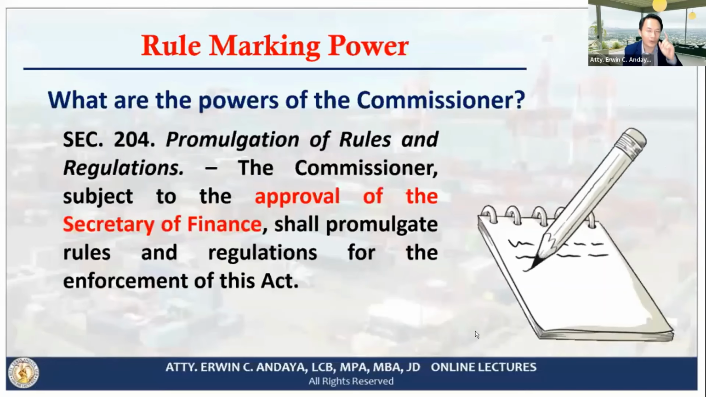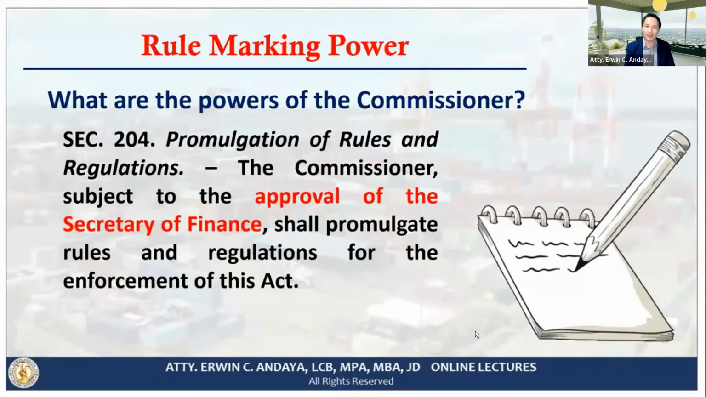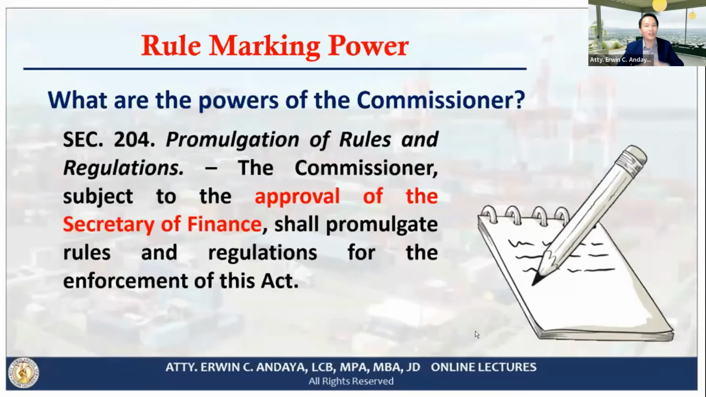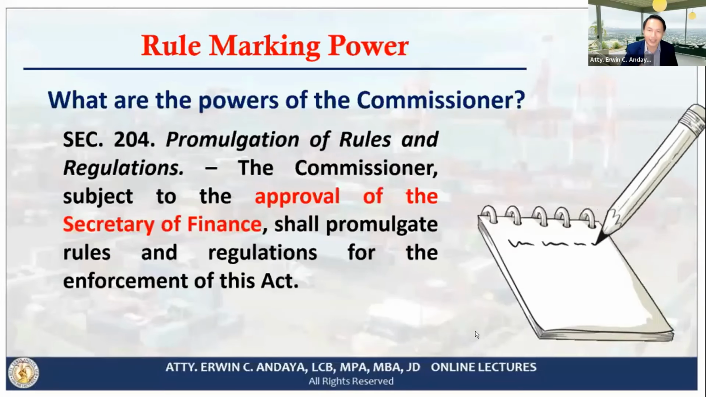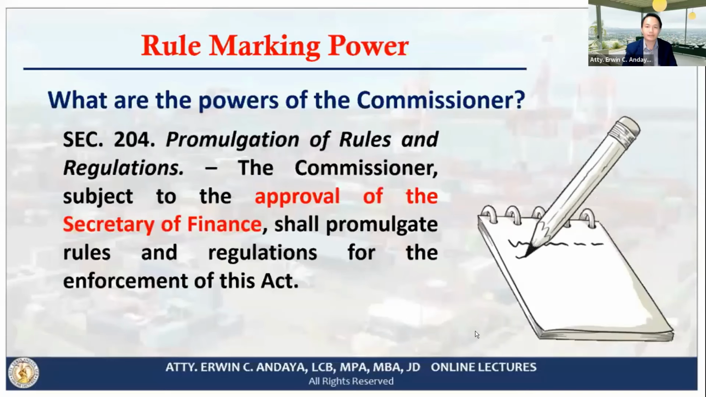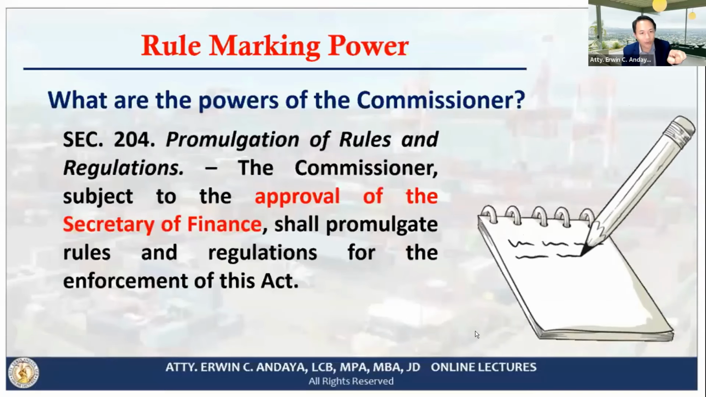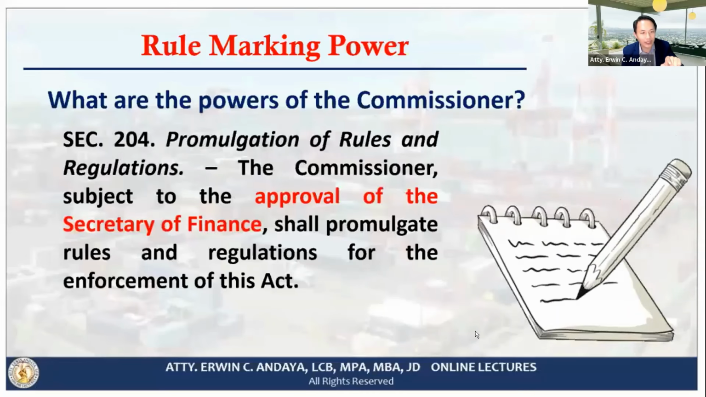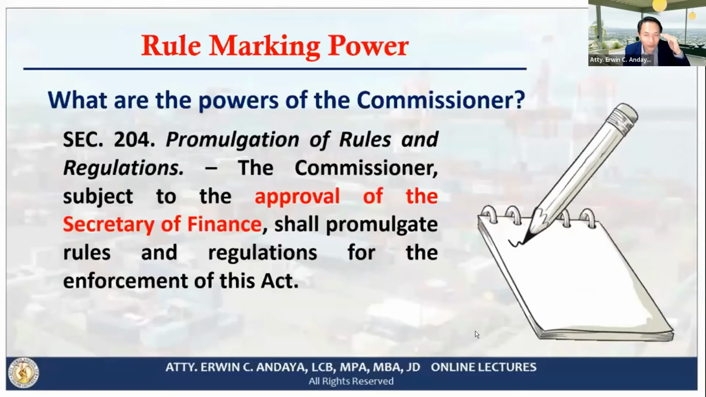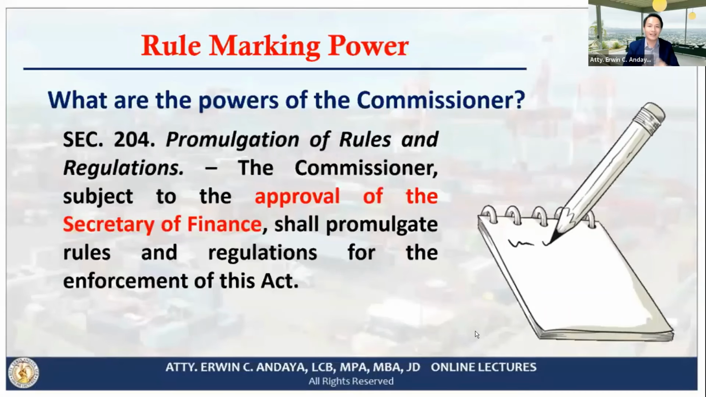Sir, what if yung CAO tsaka yung CMO ay conflict sa CMTA? Sino yung magpiprevail, sir? Yung CAO, yung CMO, or yung CMTA? Very good, Sweetney. Very good, Cristel. The CMTA will prevail. Why? Because the CMTA is the law. Okay? Sabi nga sa Section 204, promulgate rules and regulations to enforce the CMTA. Ibig sabihin, kung ano yung CMTA, yun yung dapat sundin. Hindi pwedeng lagpasan ng CAO, hindi din pwedeng bawasan ng CAO.